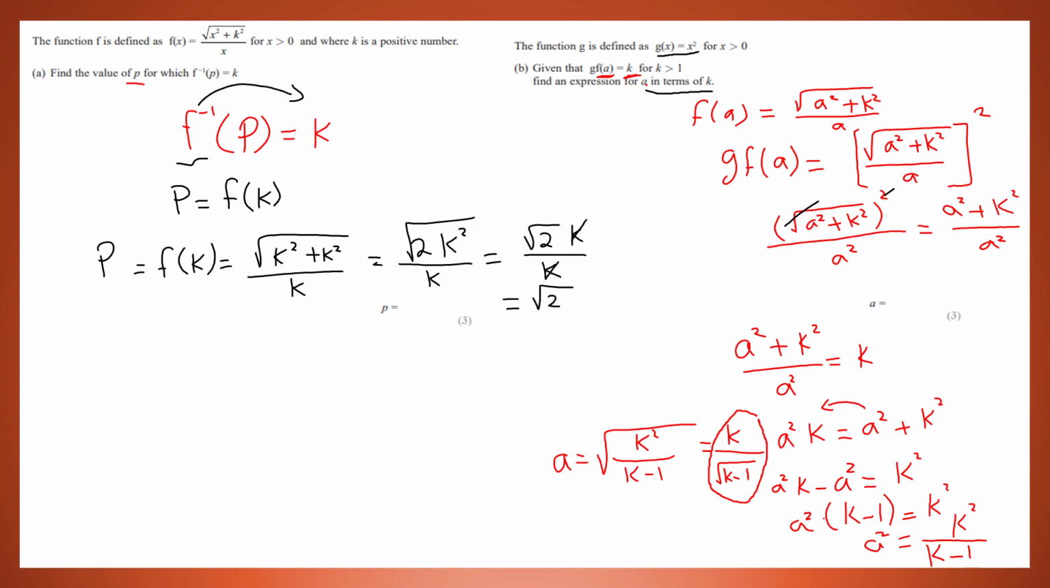I need to find a in terms of k. I need to find an expression a equals something related to k. So I will do cross multiplication. It will be a squared k is equal to a squared plus k squared, and then I'm going to shift the a squared there, so it will be a squared k minus a squared equals k squared. Take a squared as a common factor, it will be a squared times k minus 1 is equal to k squared. Then this will go there by division, so a squared is k squared over k minus 1. So I will do square root to get a, square root for the top and the bottom. The square root of k squared is k, and the square root of k minus 1 remains.